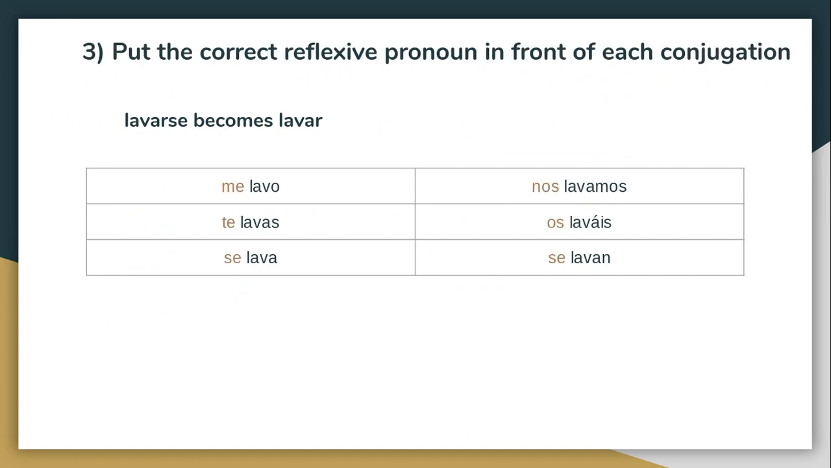And step 3, put the correct reflexive pronoun in front of each conjugation. So again, step 1, lavarse became lavar, then we conjugated lavar, and now we put the pronouns in front. Me lavo, te lavas, se lava, nos lavamos, os laváis, and se lavan.